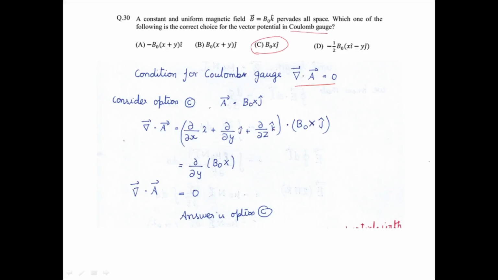So here the dot product of del and A vector gives ∂/∂y of B naught x. As it doesn't have any y term in it, the partial differentiation with respect to y will be 0. So for option C, the Coulomb-Gauss condition is satisfied. Therefore, the answer is option C.